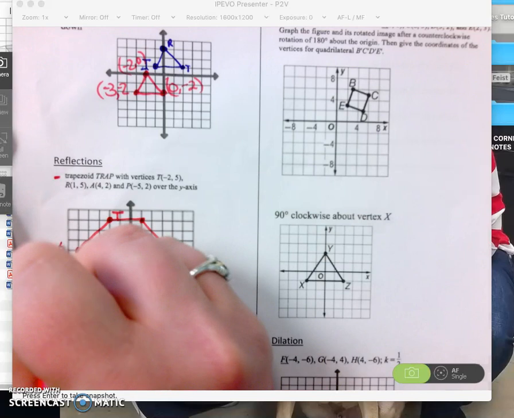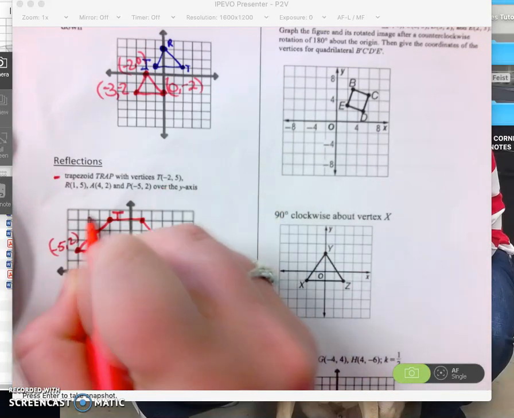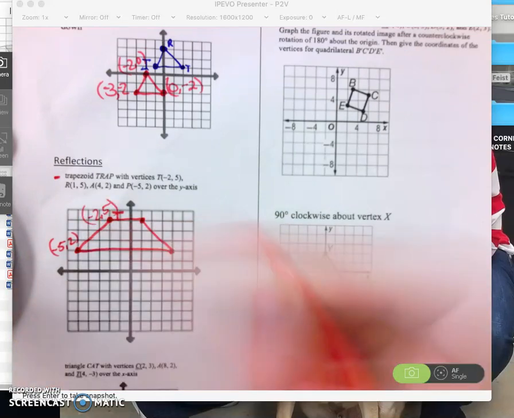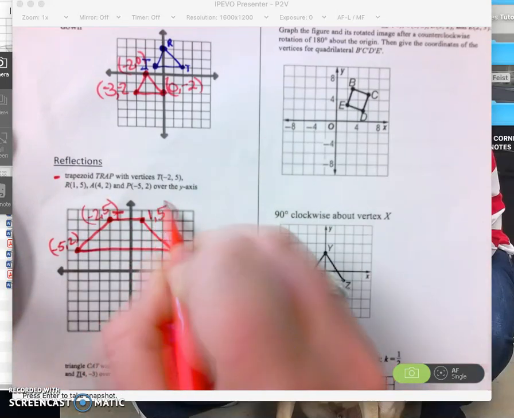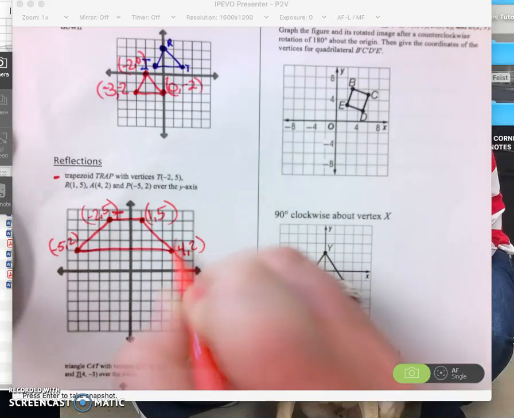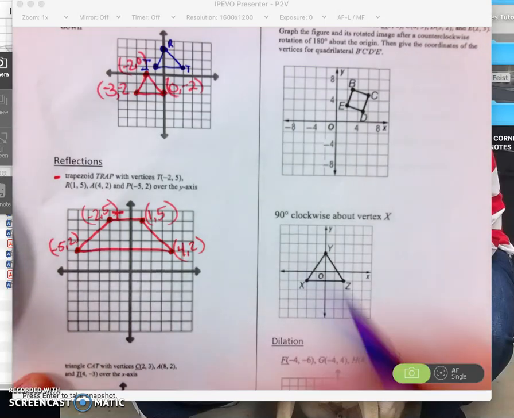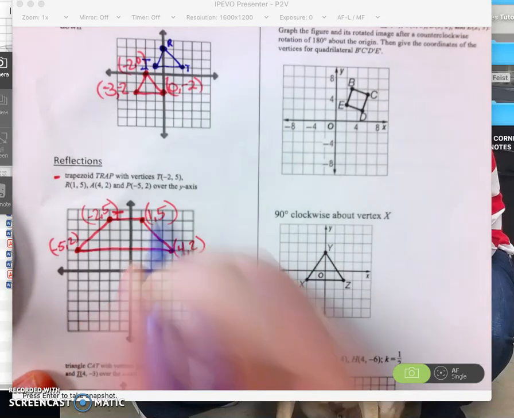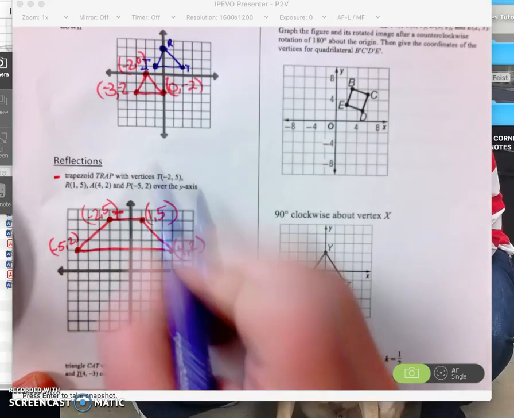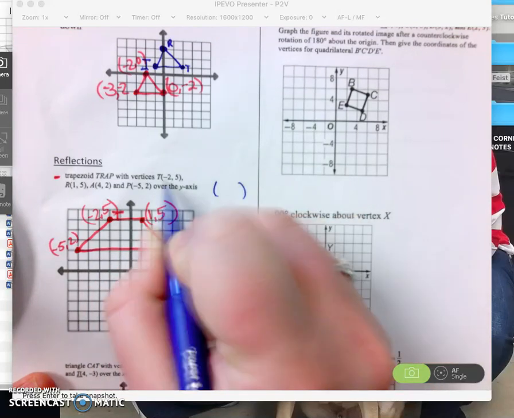So -5, 2; 2, 5; 1, 5; and 4, 2. And then over the y-axis. So remember, when you're going across, your y stays the same. So our new points would have the same y.